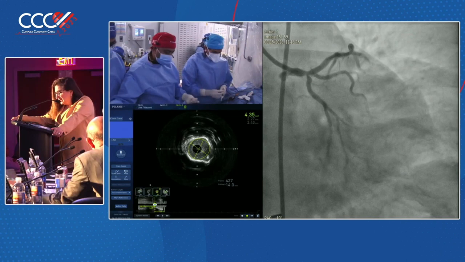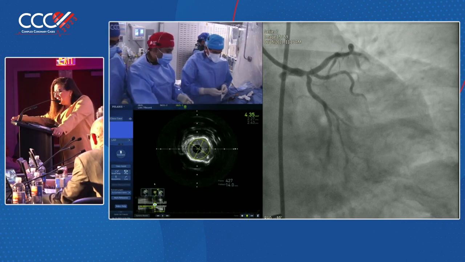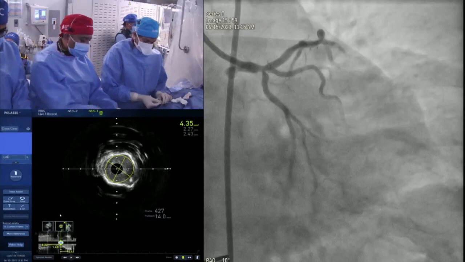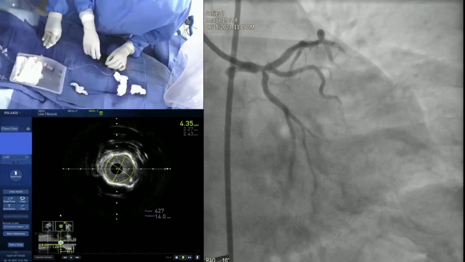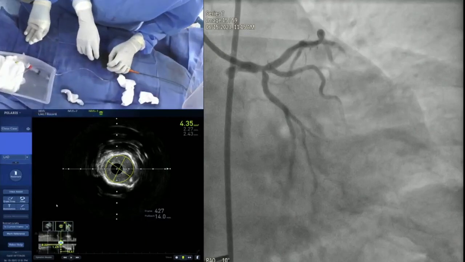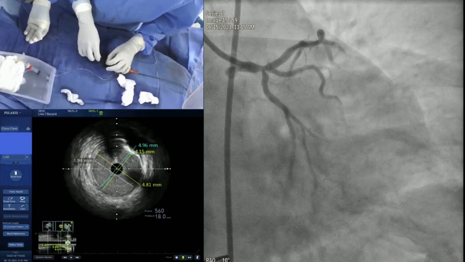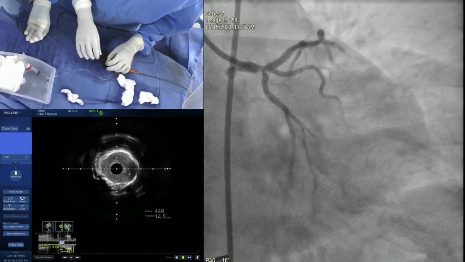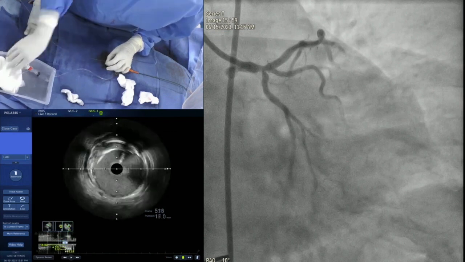Okay, excellent. All right, so Dr. Kinney, you're the operator. Tell us what you want to do. Now, if you go back to the left main, there is a 3 millimeter short rim of calcium. Anybody thinking of IVL here?